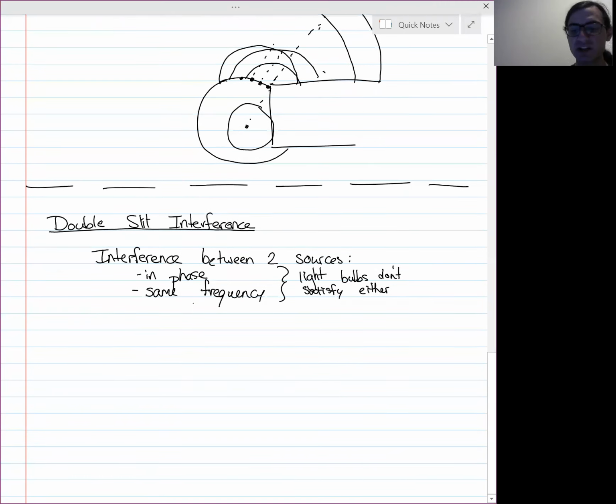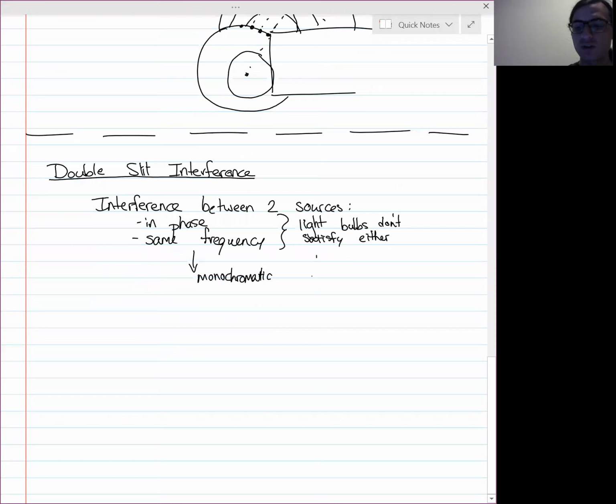What we need is a source that's monochromatic, meaning one color, or we need two sources that are identical in frequency. And we also need a source of light where all of the waves are in phase with each other. It's not enough to just use an LED, because even though an LED will produce all just one frequency, what it won't do is produce waves of the same frequency that are all lined up with each other. We need something that is called a coherent light source.